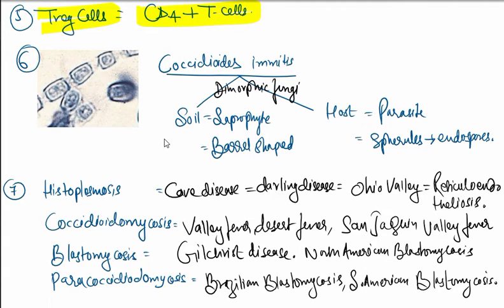Next, what is this? Barrel shaped fungus. So this is Coccidioides immitis. This is a dimorphic fungus, means it occurs as a saprophyte in the soil, and the shape of this fungus in soil is barrel shaped, and in a host it occurs as a parasite, as spherules and then endospores in the host.